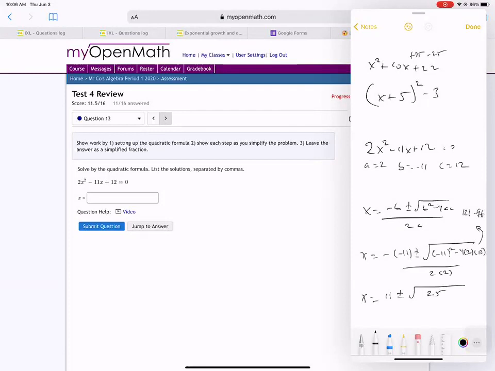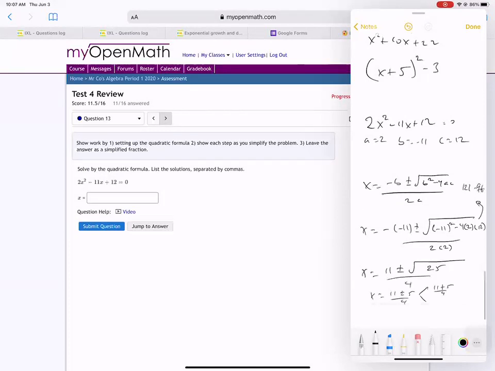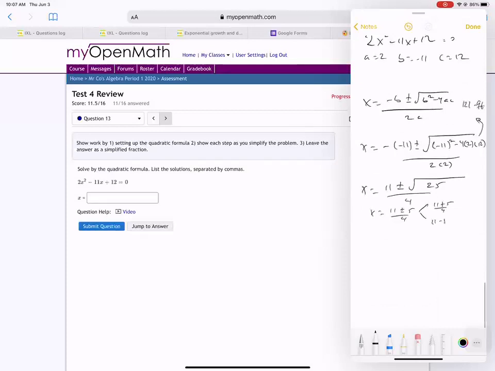25, all right. What's the square root of 25? Square root of 25 is 4. No, sorry, it's 5. 11 plus and minus 5 all over 4. We have two versions, 11 plus 5 over 4, and 11 minus 5 over 4. Remember, we have two versions because of that plus and minus. We have a good twin and a bad twin. 11 plus 5 is 16. 16 divided by 4 is 4. 11 minus 5 is 6. And 6 divided by 4 is reduced to 3 over 2. So make sure you do reduce those fractions.